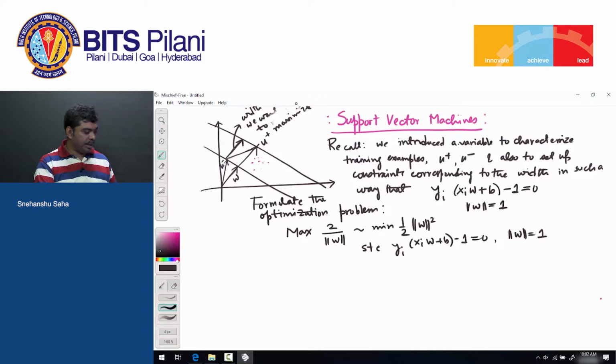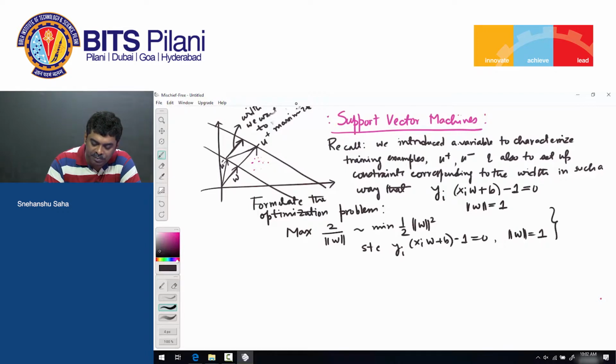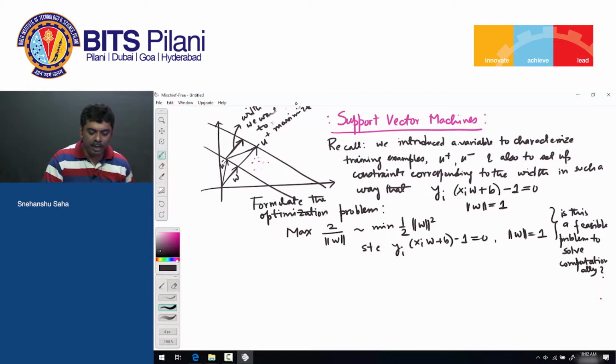Having said that, what we wanted to figure out was whether this is a feasible problem to solve computationally. Why do we ask the question? It's like this. We have this constraint over here, right? What does this represent? This represents some geometry, right?